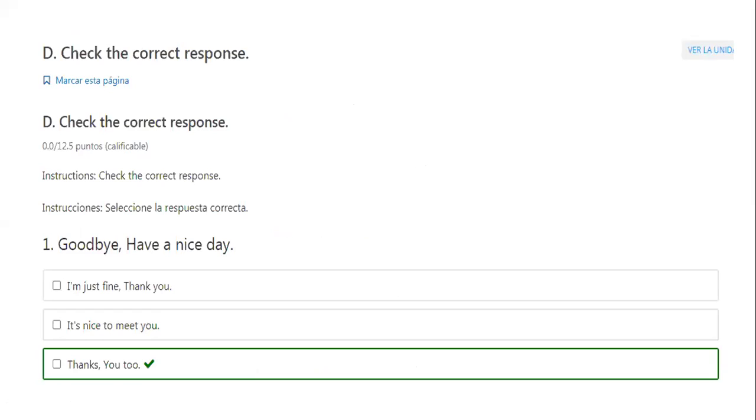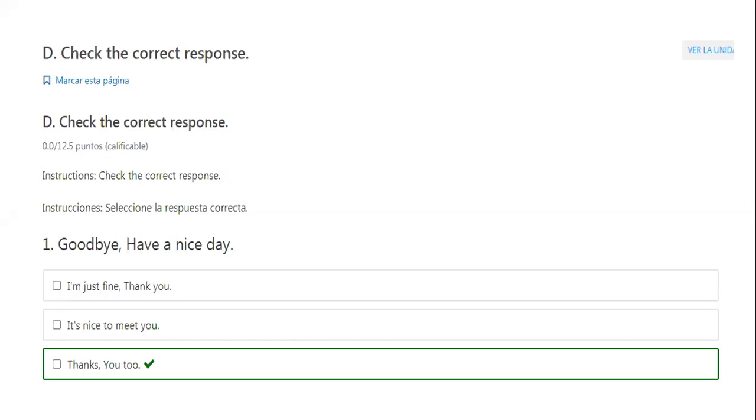Okay, letter D. Check the correct response. In the check the correct response, what we do is to find the logic of the conversation in order to provide an expression that makes sense. Para poder decir una expresión que tenga sentido, ¿verdad? For example, goodbye, have a nice day. What do you think is happening here? ¿Qué creen que está pasando en esa expresión?